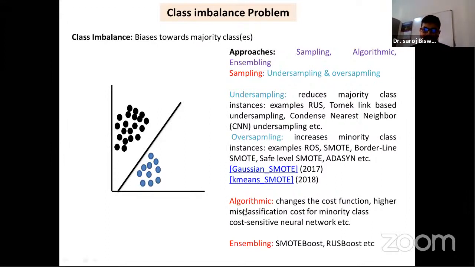Here we have the algorithmic approach. This is the next approach. So far we have seen the sampling approach. In the algorithmic approach, what happens? See here, then we'll explain. It changes the cost function. A higher misclassification cost for the minority class is given in the algorithmic approach.